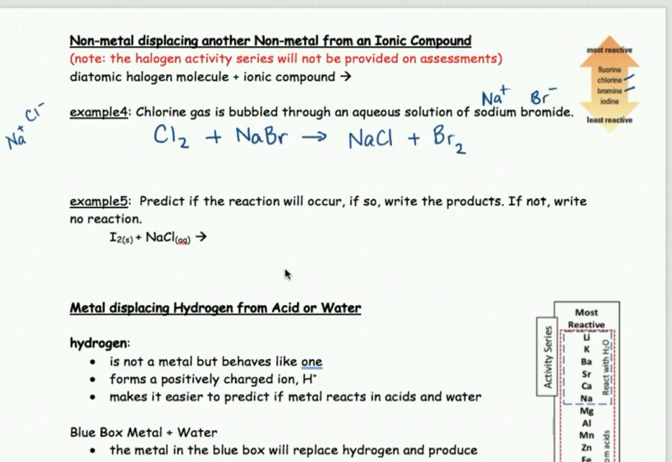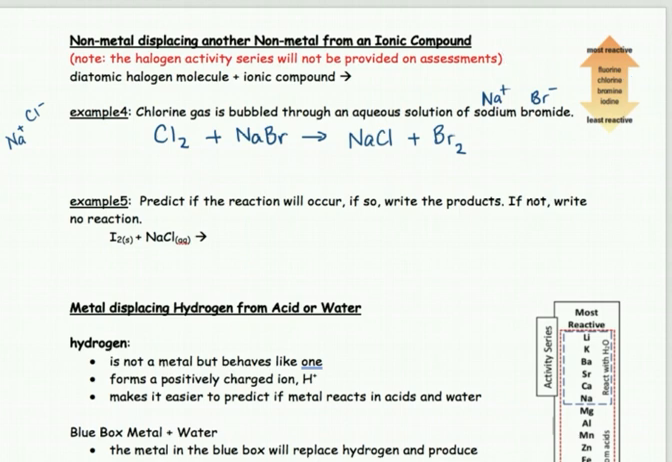It says here, predict if the reaction will occur. If so, write the products. Otherwise, if the reaction doesn't occur, you have to write no reaction. You have to show me that so I can give you the mark. So we have iodine here. It's coming in and trying to react with sodium chloride, and we're trying to see if iodine can displace the chlorine. So again, let's look at our halogen activity series here.